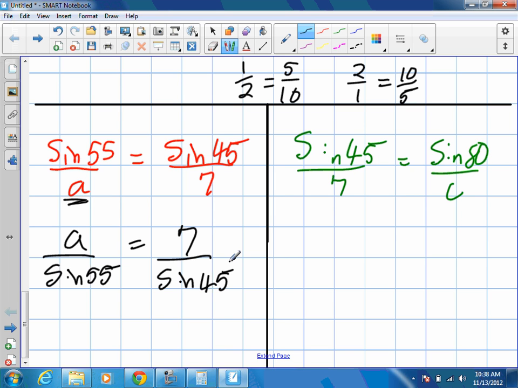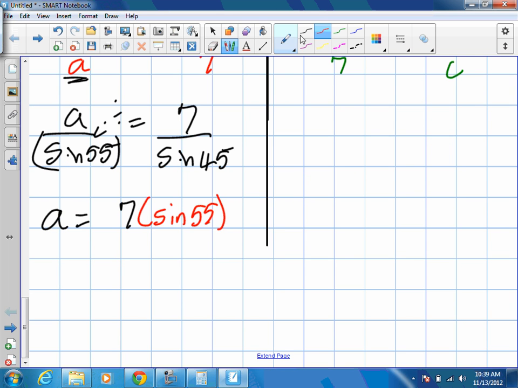So on the left, very simple now. To isolate A, I just need to bring over sine 55, which means when I bring it over, because this is a division sign, I've got to make it a multiplication on the other side. So A is equal to 7 times sine 55 divided by sine 45. Justin, get your calculator out and solve that for me.